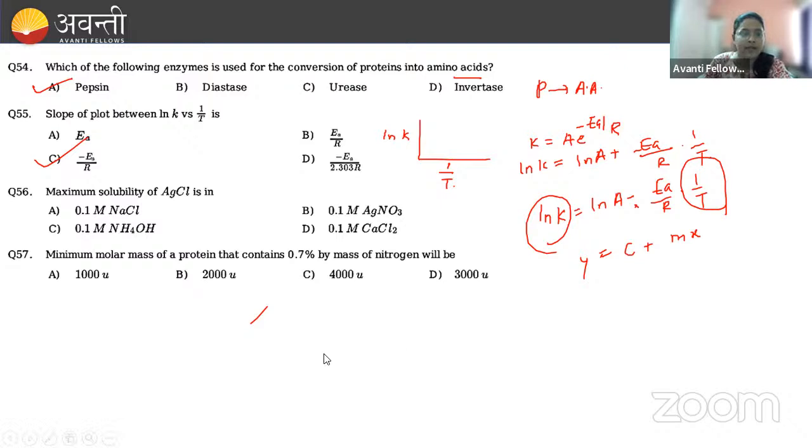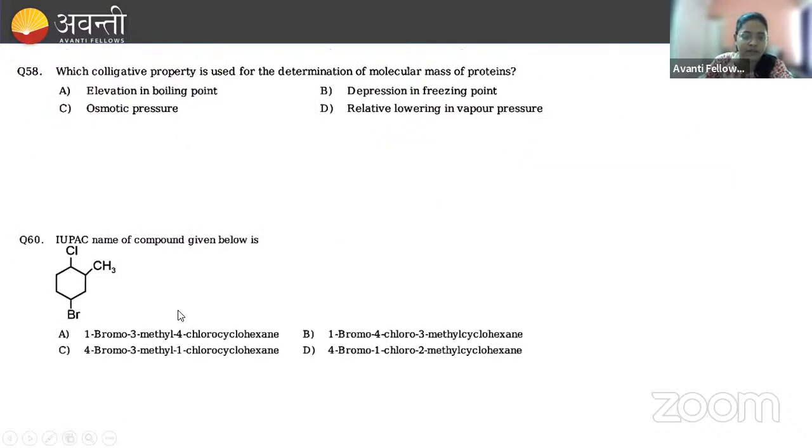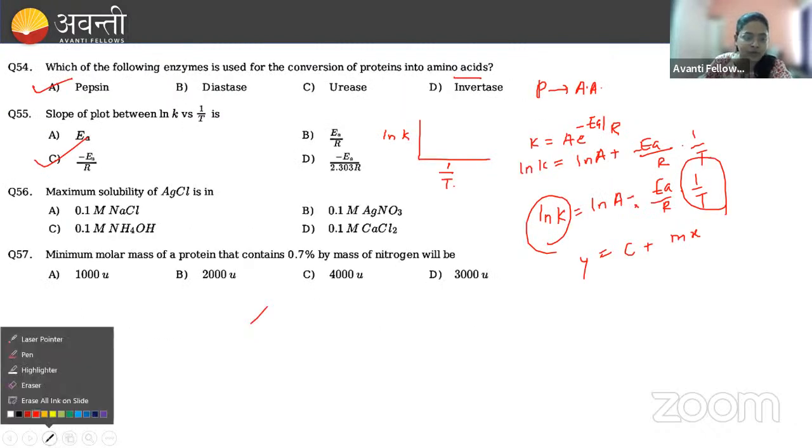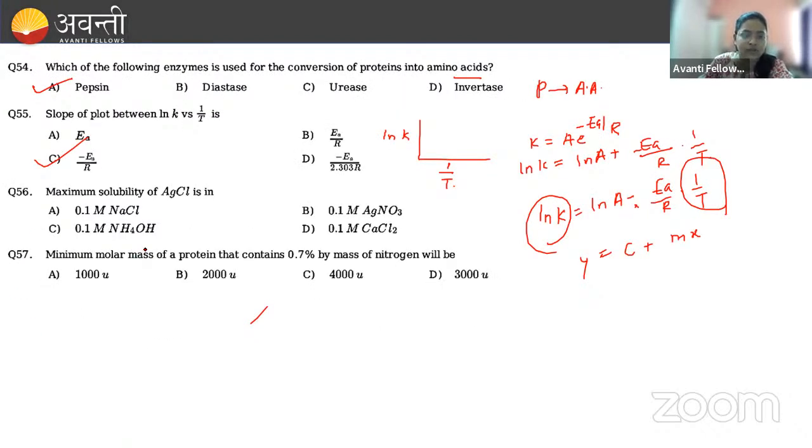Very good. Next, maximum solubility of AgCl is. So here, AgCl solubility we need to calculate. We need to find out in which of the solutions, NaCl, NH4OH, AgNO3 and CaCl2, the solubility of AgCl will be maximum. So we have to consider here the common ion effect. Why do we need to consider the common ion effect?